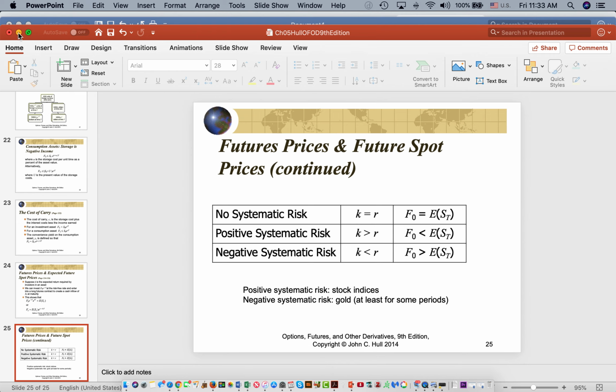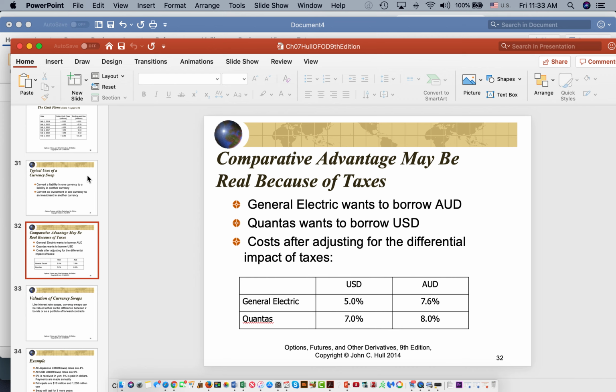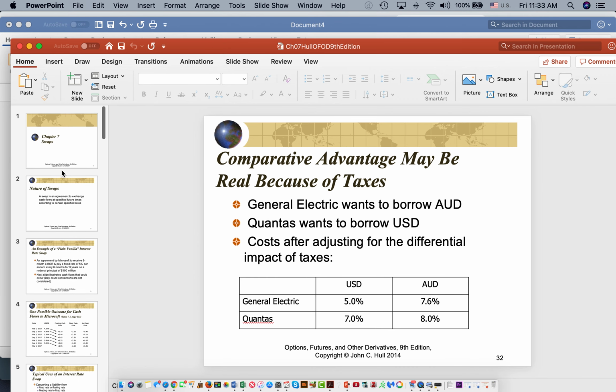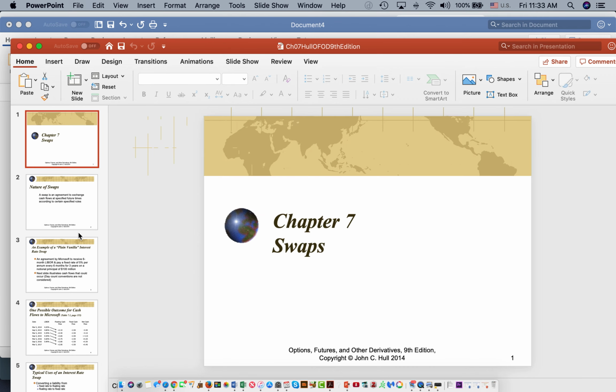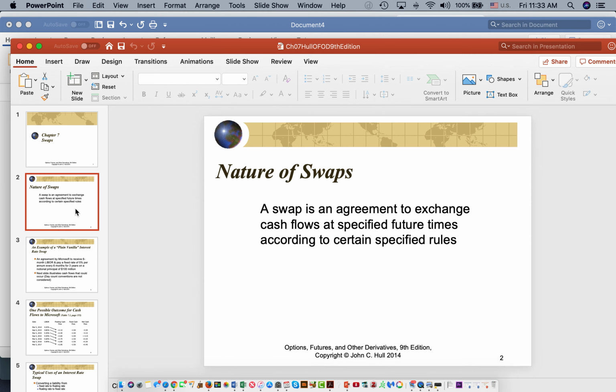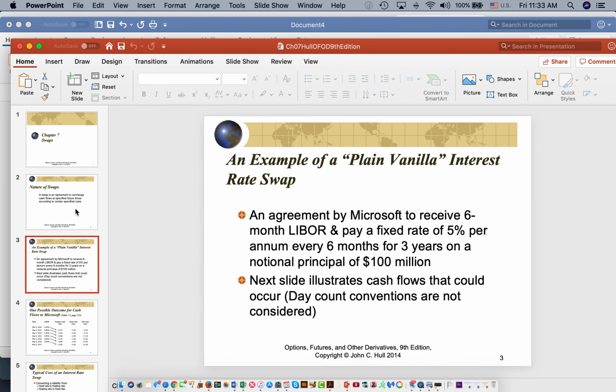And then we go to chapter 7. Again, you need to emphasize a few points here, and you can watch my video too. And this is the plain vanilla interest rate swap, which is fixed for floating or floating for floating. Floating for floating is basically known as a basis swap. And the traditional fixed for floating is the plain vanilla swap.